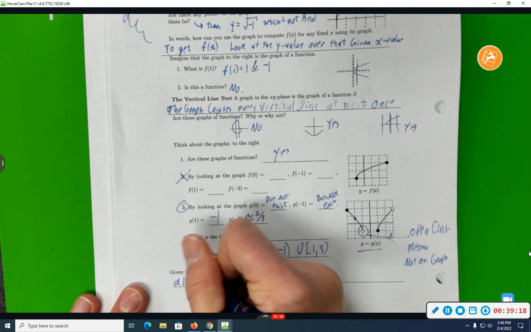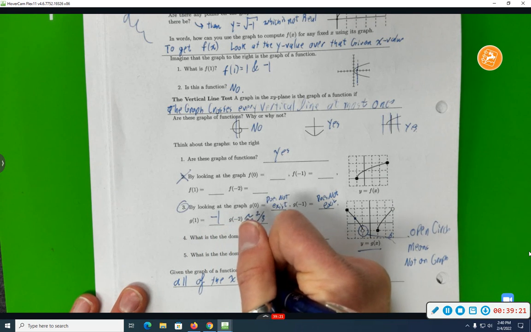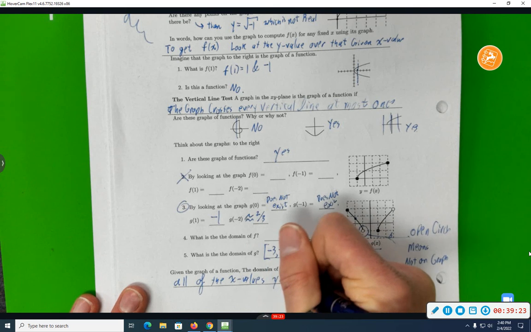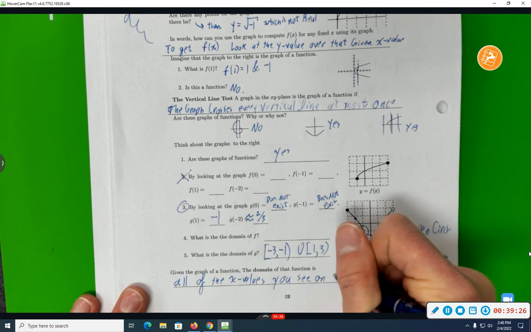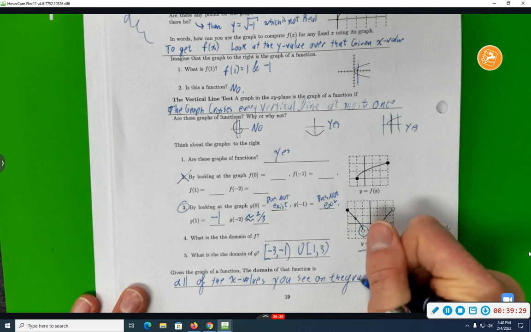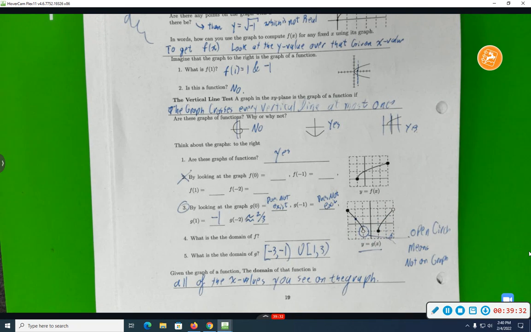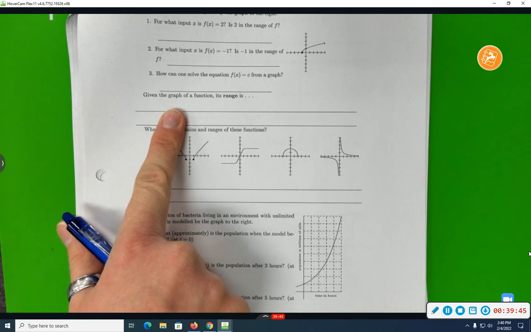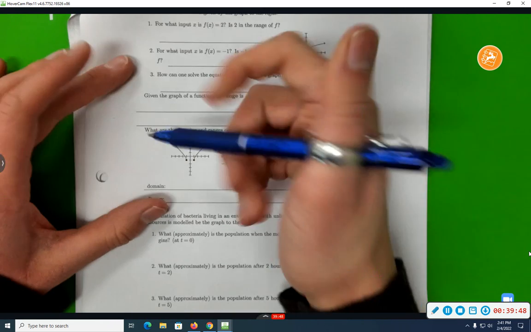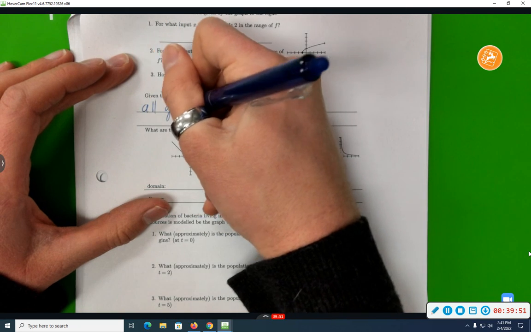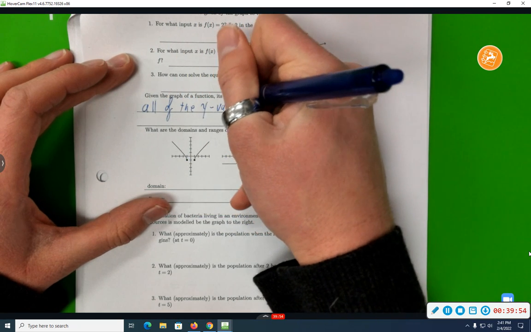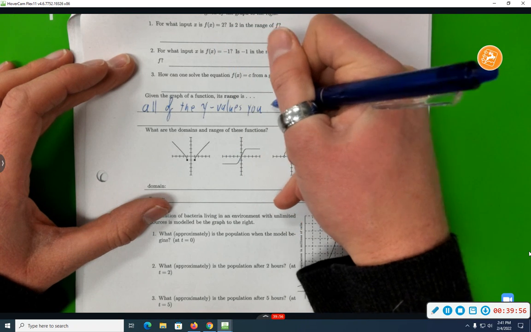It's just all of the x values you see on the graph. That makes sense? Yeah. In the domain, you don't include y. Well, that's the range, isn't it? That's the range. Excellent. So this is a fantastic segue. Given the graph of a function, the range of that function is all of the y values you see on the graph.